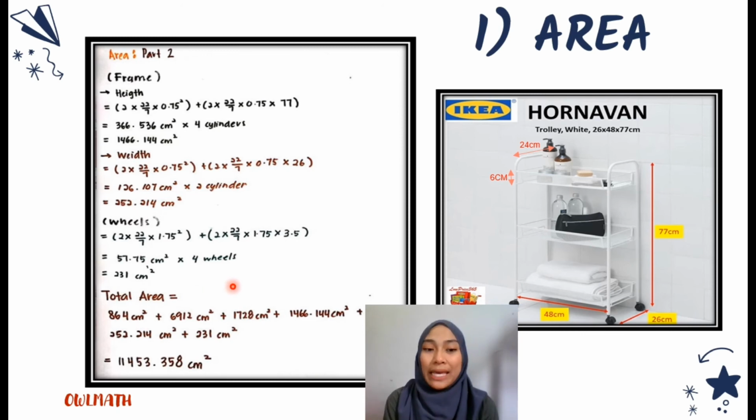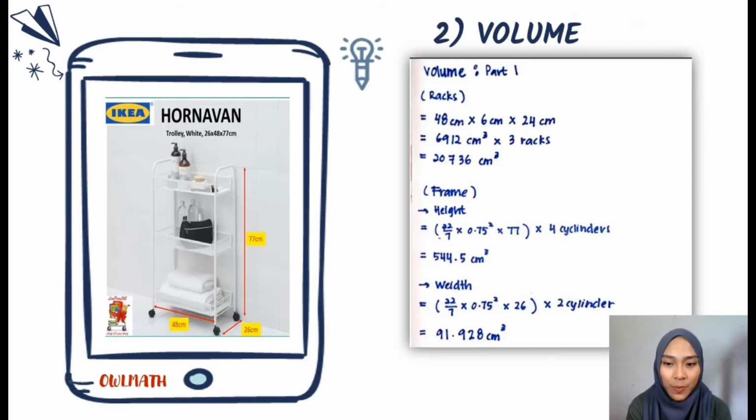Now we can get the total area of this trolley. This is what we got from before. We just add all the totals and we get 11,453.358 cm squared.